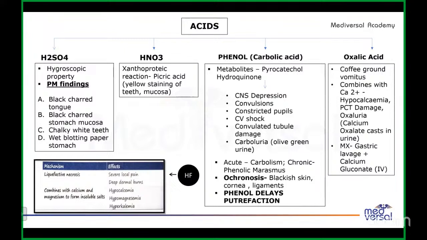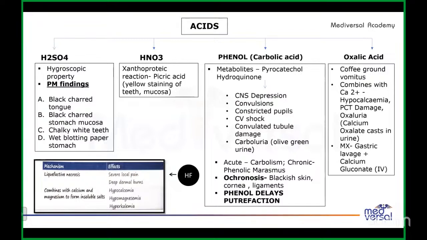I've only written things which are relevant for the exams. As I said, this is very compact. You can use this for building on through further questions and past year questions. So as I said, HNO3 will cause yellowish staining of the teeth and the mucosa due to the formation of picric acid. When it comes to phenol, when I was talking of H2SO4 and HNO3, they are basically the inorganic acids. When I come to phenol, phenol is also called carbolic acid, and the metabolites of phenol have been previously asked. One is pyrocatechol, the other is hydroquinone.